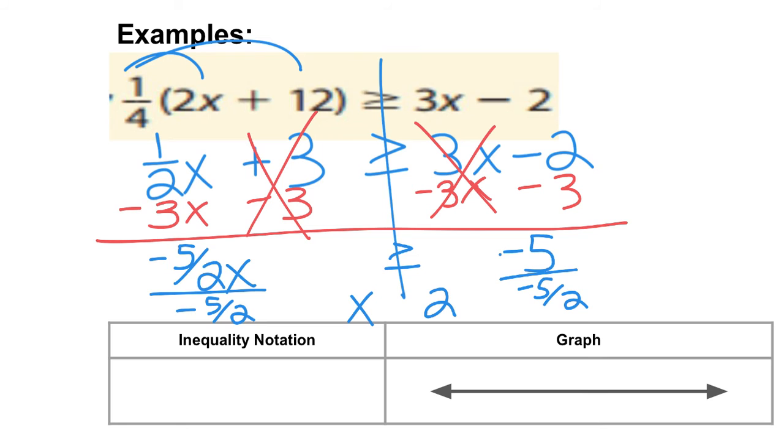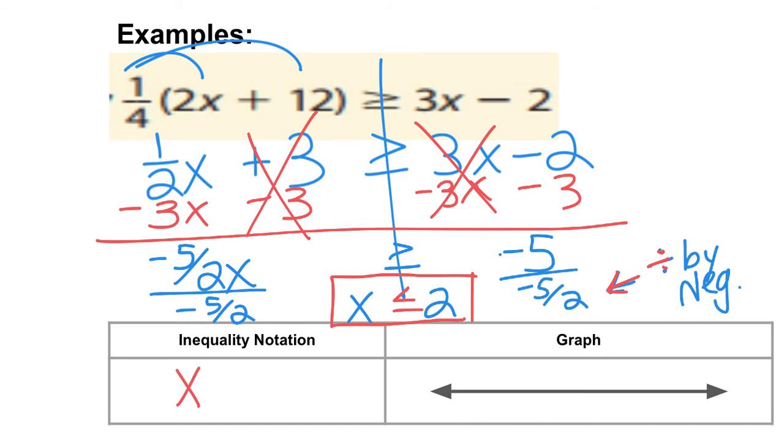Now, notice that I divided by a negative, which means I need to flip my inequality symbol. So instead of greater than or equal to, I'm going to show this less than or equal to. So I flipped it because I divided by a negative. That only applies when the negative is on the bottom. If the top number was negative but the bottom was not, I would not have to flip this. Only when you're dividing by the negative do you have to flip it. So if that's my solution, the inequality notation for that looks like x is less than or equal to 2.